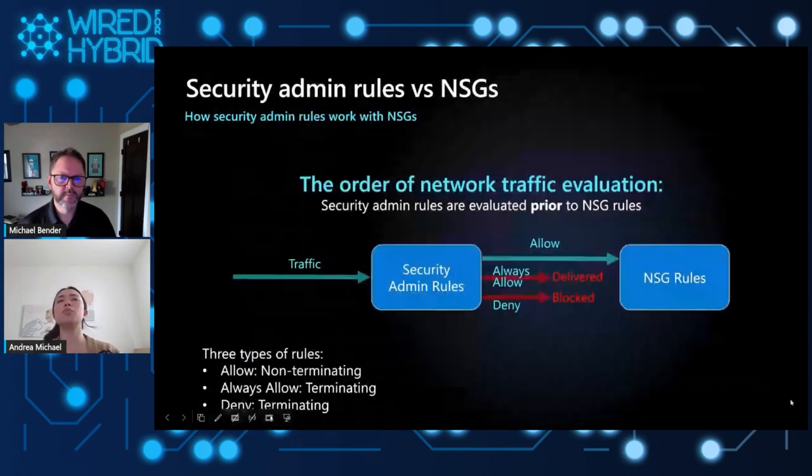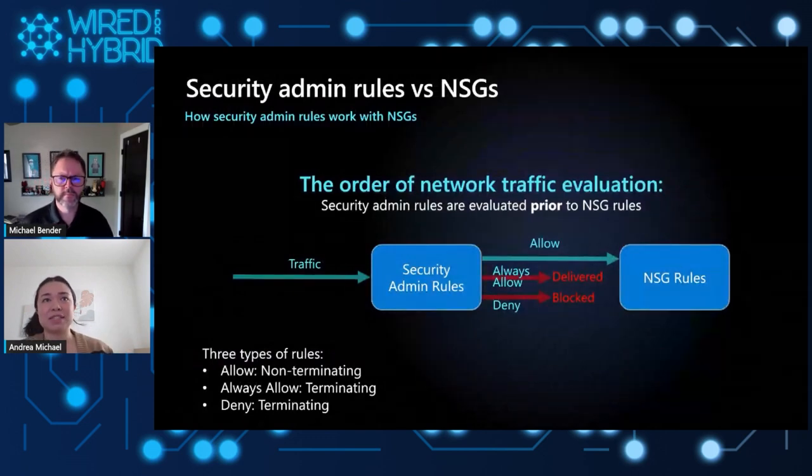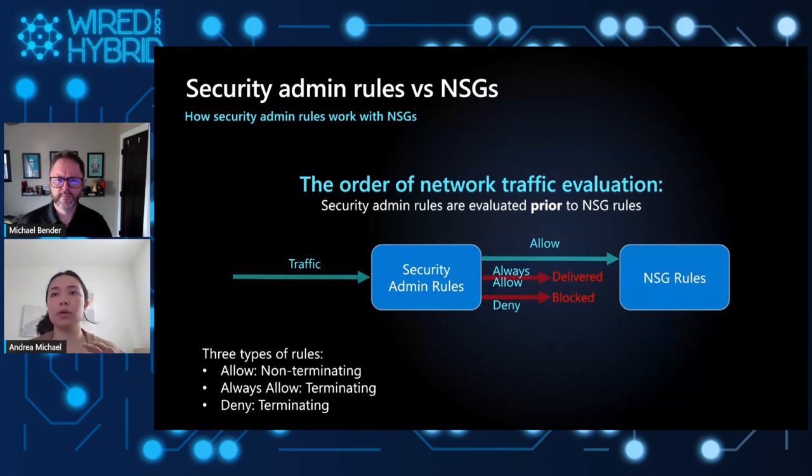So again, going into more of that interplay between admin rules and NSGs, what happens when traffic hits an admin rule? The answer is it depends. And it depends on the type of admin rule that you have. If you have an always allow or a deny security admin rule, what will happen is the traffic hits those two types of admin rules, and then traffic evaluation completely stops after that admin rule. So in the case of always allow, you've always allowed some traffic with your admin rule, it gets delivered directly to its destination. It never hits the NSG. And then with your deny admin rule, what happens is the traffic hits it, blocked, traffic is done. Again, never hits the NSG down the line.